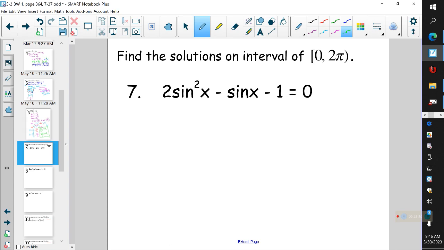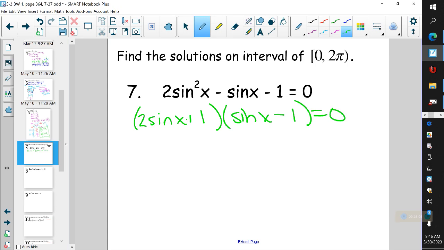Okay, number 7. Number 7, this is equal to 0 already. It has only sines, so I can go straight to factor. And that's very helpful. Less work for you. I need a negative here and I need a positive here. So then I'm going to go ahead and give you that 2 sine of x plus 1 is equal to 0. So the sine of x is equal to negative 1/2. So x is equal to the sine inverse of negative 1/2.